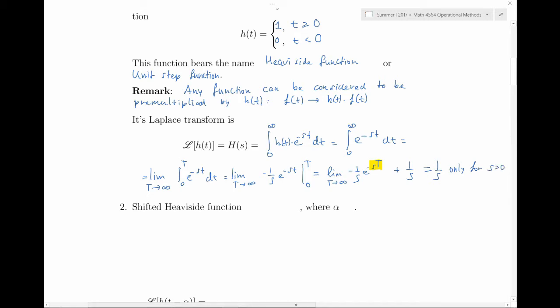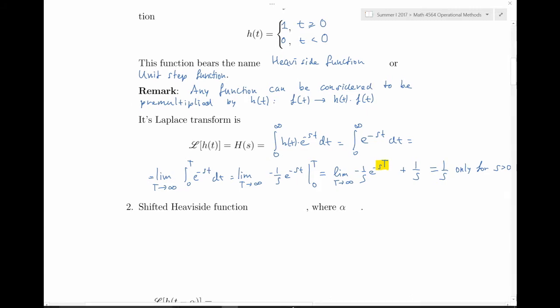I did say a while ago that this integral may not be defined for some values of s, and that's exactly what happens here. For values of s that are 0 or negative, this integral is undefined, or it doesn't converge, and so the Laplace transform only exists for positive s.